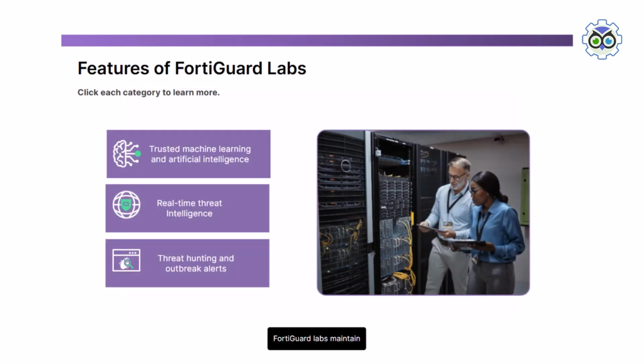FortiGuard Labs maintain real-time threat intelligence and innovative prevention tactics and tools across the Fortinet security fabric in three key categories: trusted machine learning and artificial intelligence that stop unknown threats faster, real-time threat protection to provide a proactive security posture, threat hunting and outbreak alerts that allow for faster remediation.